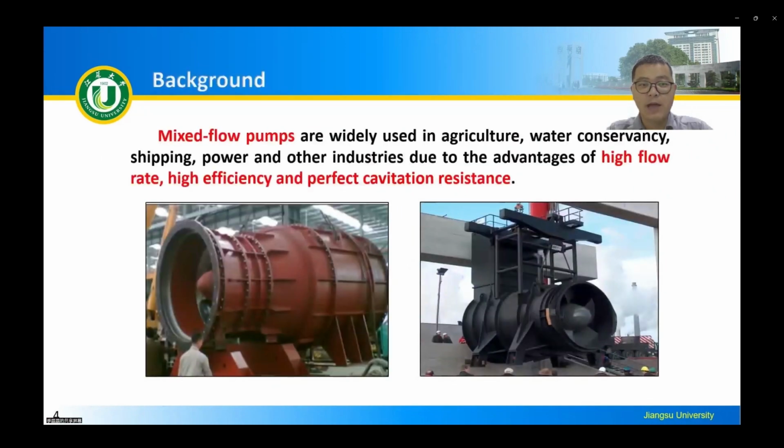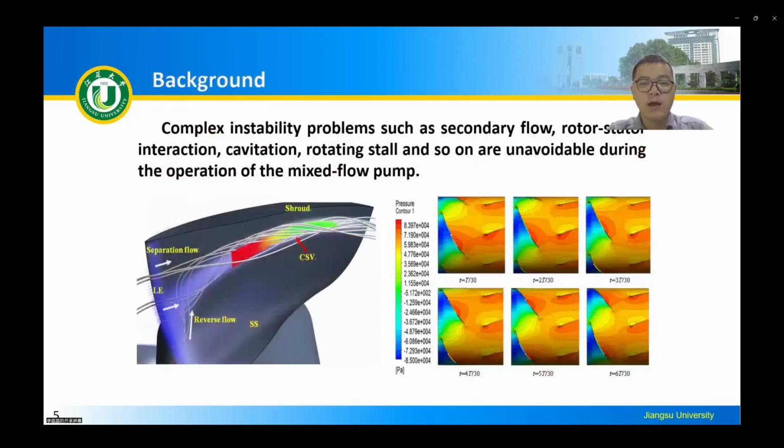Mixed flow pumps are widely used in agriculture, water conservation, shipping, power, and other industries due to the advantages of high flow rate, high efficiency, and perfect cavitation resistance. But complex instability problems such as secondary flow, rotor-stator interaction, cavitation, rotating stall, and so on are unavoidable during the operation of the mixed flow pump.